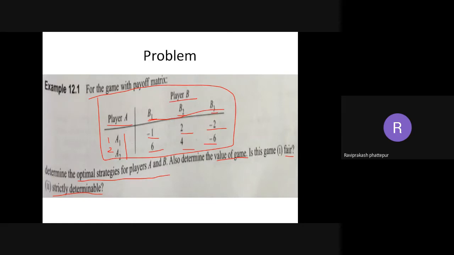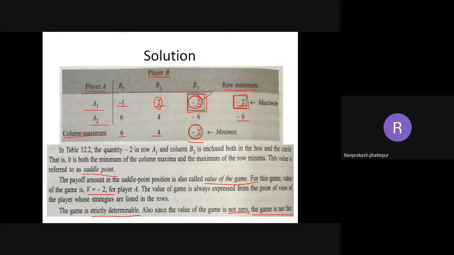So we saw two problems. We'll stop for today. We'll continue in the next class. I hope you understood the game theory for two competitors, the two-person game.